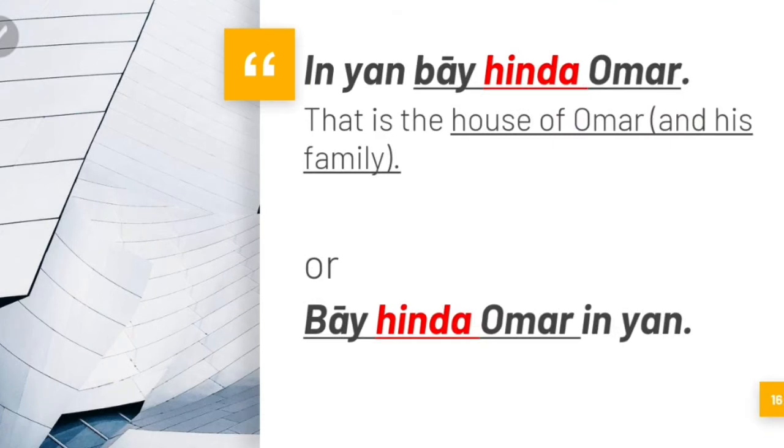Then the plural form, inbay, inyan, bay, hinda Omar. Inyan bay hinda Omar, that is the house of Omar and his family. Again, we did not mention his companions, which is his family, because it is already assumed that we are talking about plural, more than one subject. And you can also say bay hinda Omar inyan, that is Omar's house.